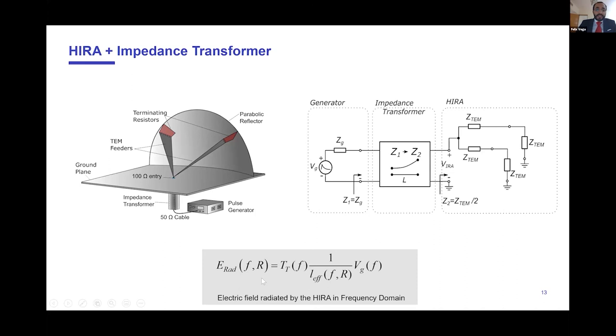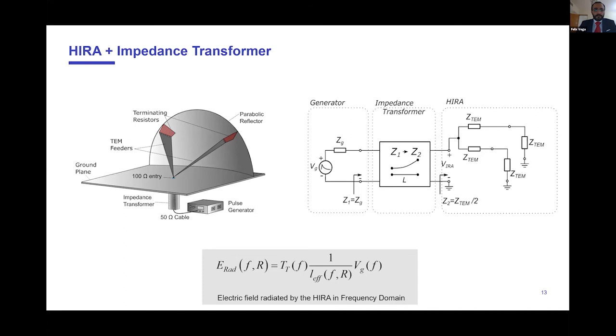So the radiated field is going to be the transfer function of the generator multiplied by the inverse of the effective length of the antenna, which is basically the transfer function of the antenna, multiplied by the voltage generator here. You can calculate the radiated field in frequency domain using this simple formula. Inside the transfer function of the antenna, I have also included the voltage divider between Zg, the impedance of the generator, and the impedance of the transformer.